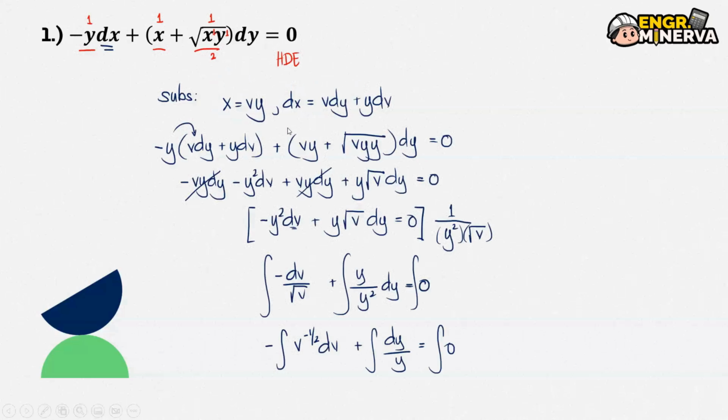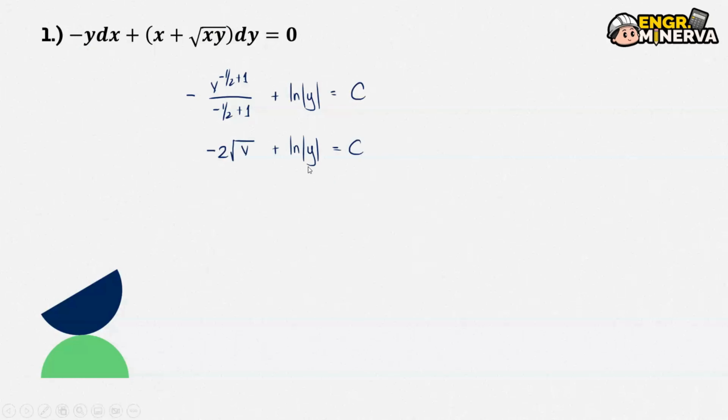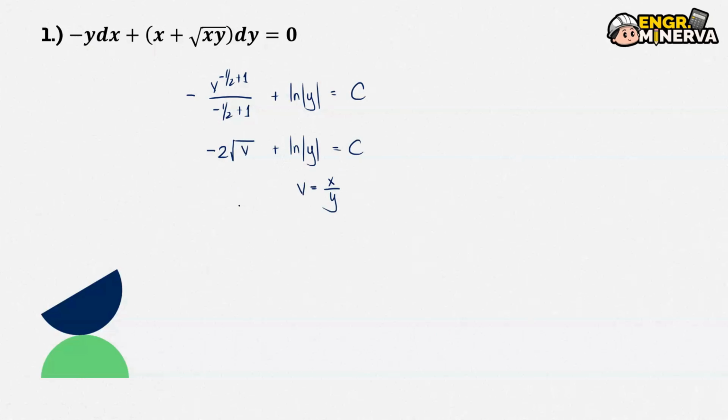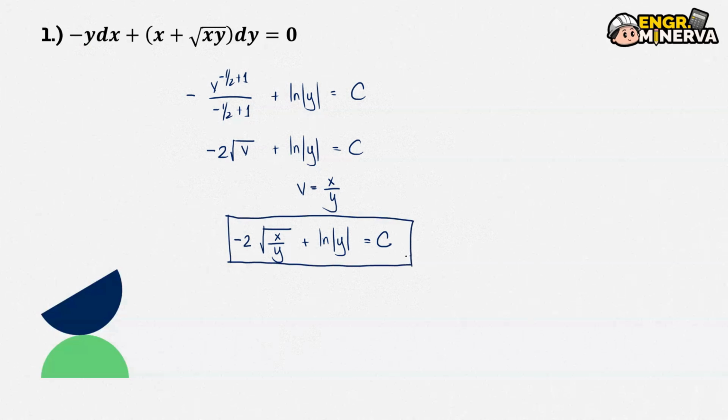But initially, we substituted x equals vy, so v here would be equal to x over y. Since v is equal to x over y, that would be negative 2 square root of x over y plus ln of y equals c. So that is our final answer. Again, our solution is in its implicit form. We cannot extract or isolate y here, so this is our final answer.